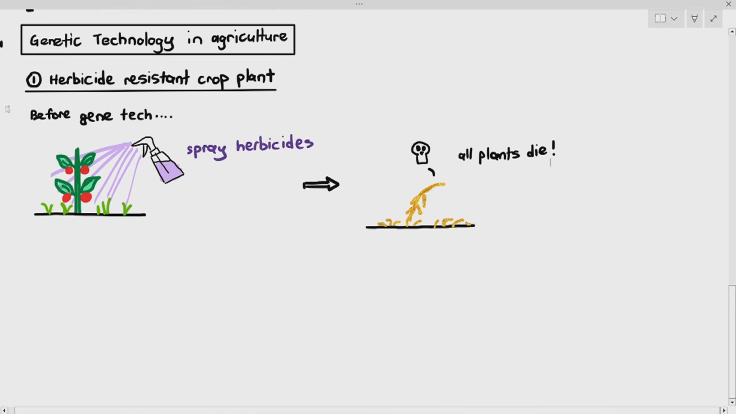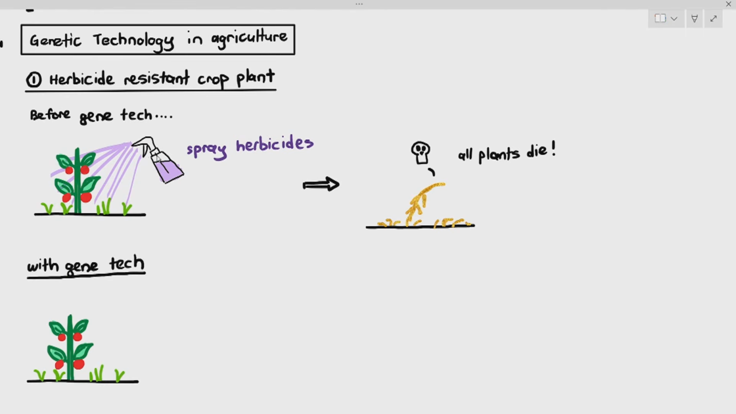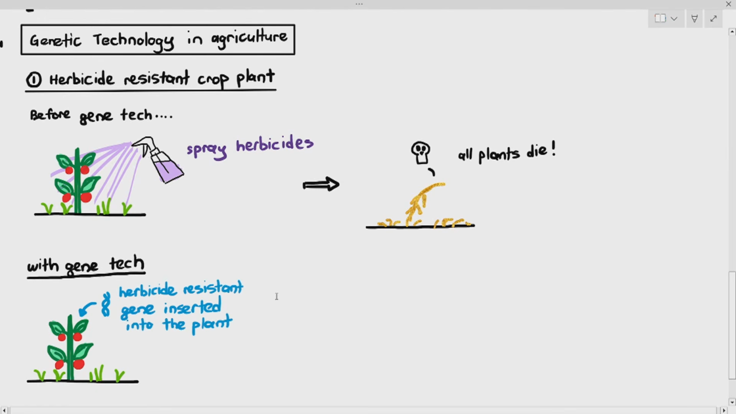Now, if you read the textbook, they do explain how the herbicides work, but you don't technically need to know the herbicide's mechanism of action. That's not important. So with gene tech, what scientists have done is they have inserted a herbicide-resistant gene into the crop plant. You don't have to know the process in detail. That gene is obtained from a particular type of bacterium known as the agrobacterium. Again, don't need to know that in detail. How they insert the gene into the plant, we also don't have to know the process in detail. Do not worry about that.